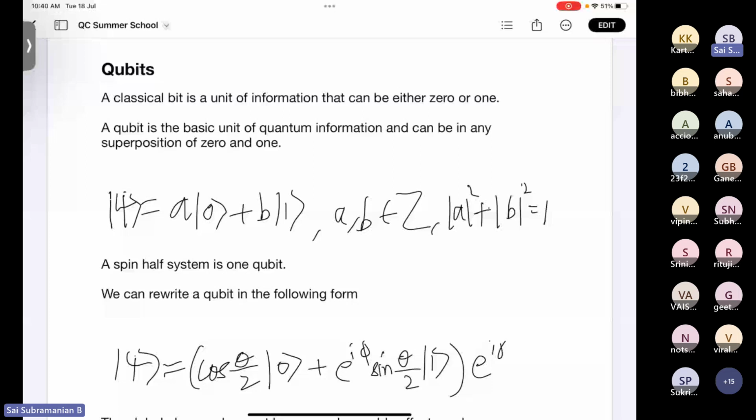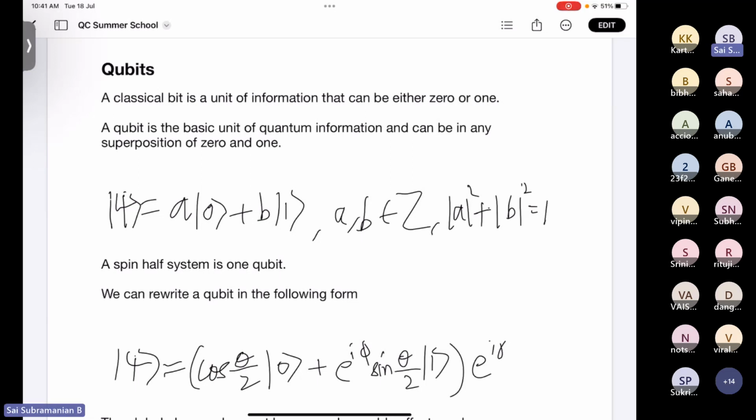So we start with defining qubits. So in classical computing, we store all of our information in terms of bits. The classical bit can either be in the state 0 or 1, and one bit stores one binary information. 8 bits make a byte, and then we have kilobyte, megabyte, so on, and we store a lot of information like that. So similarly, our fundamental unit of information in quantum computing is the qubit.